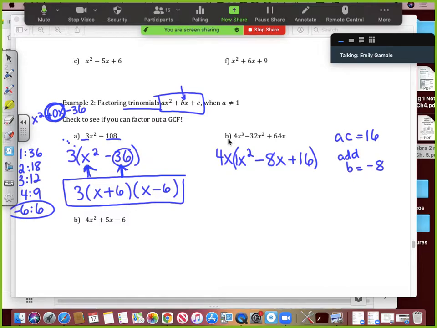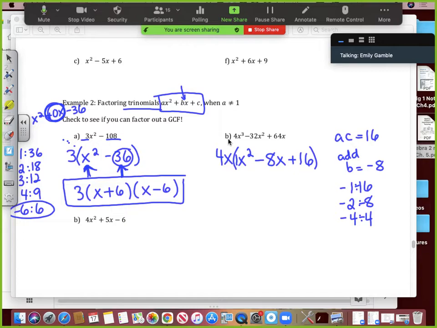So what I know is that in order to multiply to be a positive number, and at the same time add to be a negative number, those two factors need to be negative. So when I go to list the factors of 16, 1 and 16, 2 and 8, and 4 and 4, I know that these all will have to be negative in order to multiply to be a positive and add to be a negative. So now I'm going to think of all of these factors as the negative versions of themselves. So like negative 1 and negative 16.